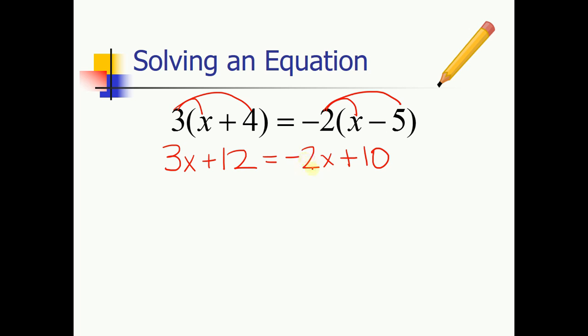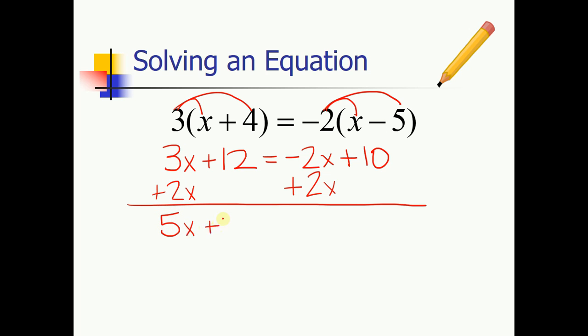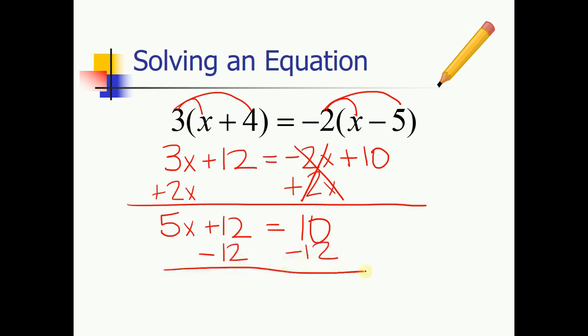Now, I need to get the x's all onto one side and just the numbers on the other side. So I'm going to move this negative 2x to this side. I'm going to use its opposite operation, or the inverse operation. Right now it's subtracted, so I'm going to add it to both sides. So 3x plus 2x, I get 5x plus 12 equals negative 2x plus 2x, that is 0, so that's going to cancel off. And then I'll have 10 there yet. Let's get this 12 to the other side, so I'm going to use my inverse operation, subtract, and get 5x equals 10 minus 12, which is negative 2.